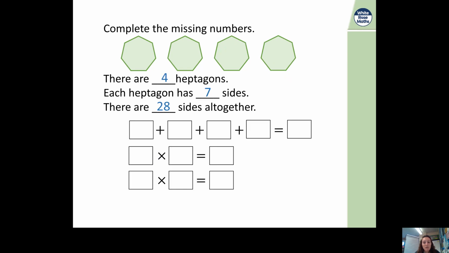Now we can write this down in 3 different ways. 7 add 7 add 7 add 7 equals 28. 4 times 7 equals 28, or 7 times 4 equals 28. So you can see there, even when we switch around those two factors, 4 times 7 and 7 times 4, we still get the same product, 28, because multiplication is commutative.